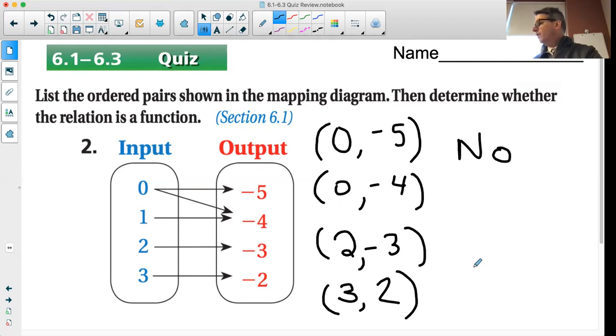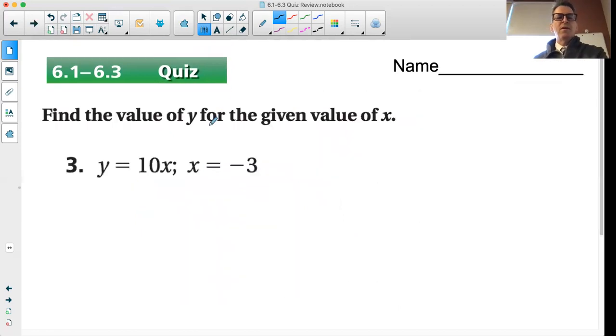The next question I asked you to do was 3, 4, and 5, where we were asked to find the value of y for the given value of x. So basically what you're going to do is take this x and substitute it into your expression or your equation, function in this case. And your y is -30.